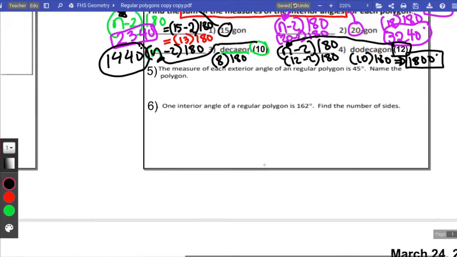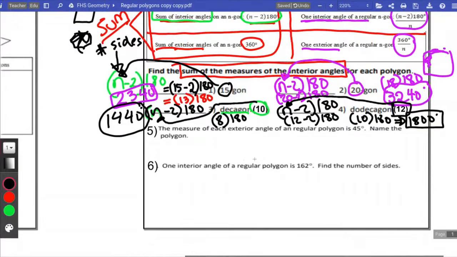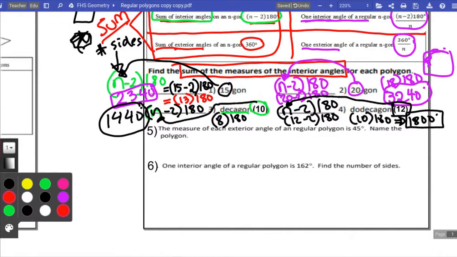Questions 1 through 4 are done. Let's move on and step it up a little bit. With this question, they would like me to find the measure of each exterior angle. It says it right here. You need to identify what formula you're going to use, and you're using this formula right here. The question says identify each exterior angle of a 45 degree.